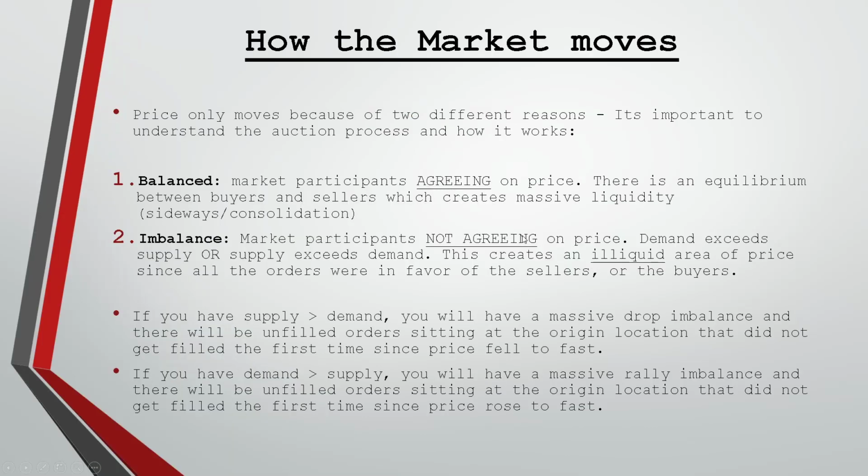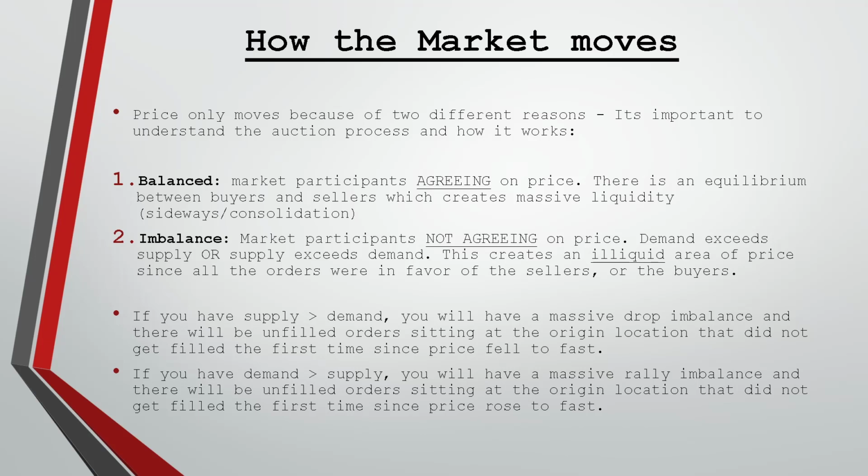Let's get right into these zones. So first we have to understand how the stock market moves. Price only moves because of two different reasons, and it's important for you to understand the auction process and how it works. So when we say prices are balanced, what I mean by this is that market participants are agreeing on price.